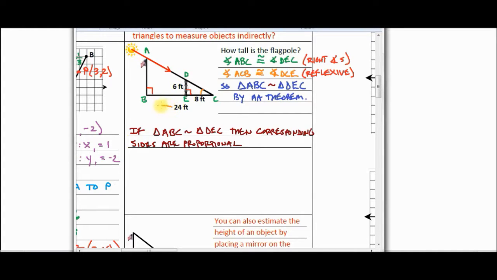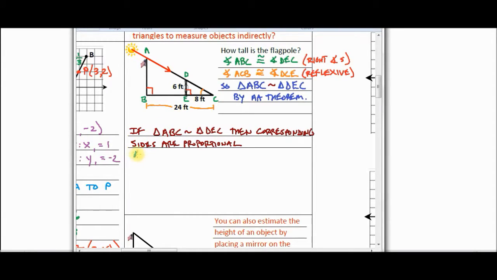And we also measured the distance from the flagpole to the top of the flagpole shadow, and that was 24 feet. So take a look. Let's write our proportionality statement and then use that to solve for the flagpole. So here's our proportionality statement based on our similarity statement.